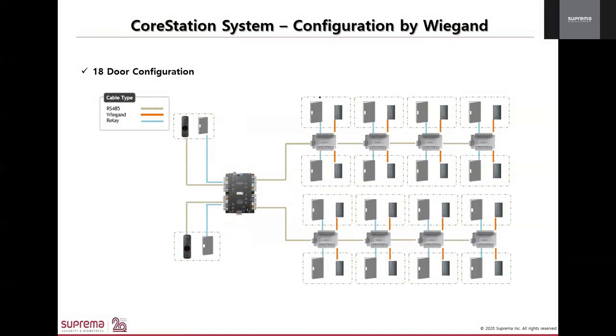As we move up, you see the flexibility of the CoreStation. You could definitely support up to an 18-door configuration via Wiegand and RS-485. On the left-hand side, you can see the two biometric readers being connected via RS-485. And then on the right-hand side, you see the daisy chain and expand of the DM20s. And then also you have two different readers connected to each DM20 to basically give you an 18-door configuration.